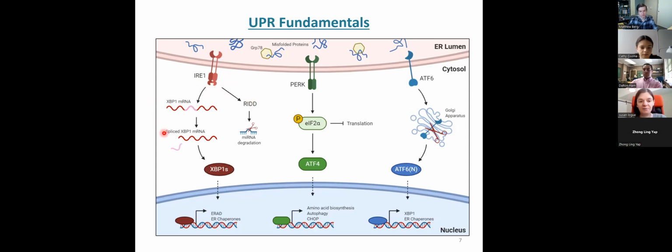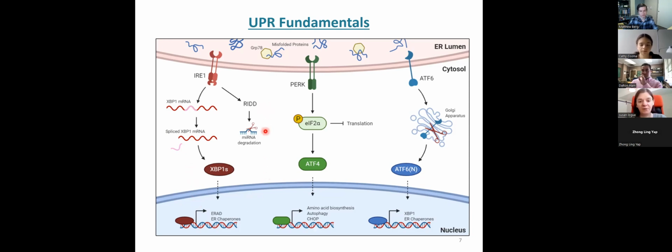So XBP1 splicing is by far the better characterized output. It's classically what we associate with IRE1 RNase activity. So IRE1 excises a 26 nucleotide intron from XBP1, and when this is religated, it's referred to as spliced XBP1. And when it's translated, it forms a potent transcription factor that upregulates the expression of genes encoding ER chaperones and components of the ER-associated degradation machinery.